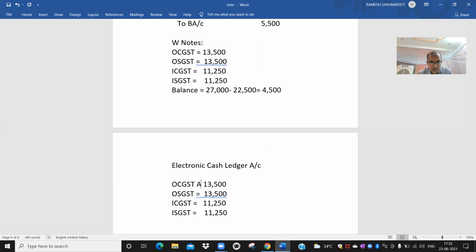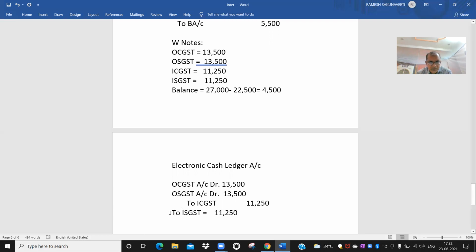Output CGST account, that is 13,500. Output SGST account, that is 13,500. To input CGST account 11,250.